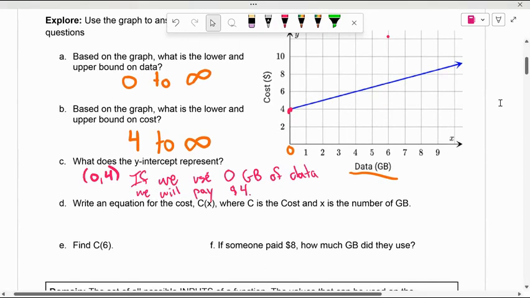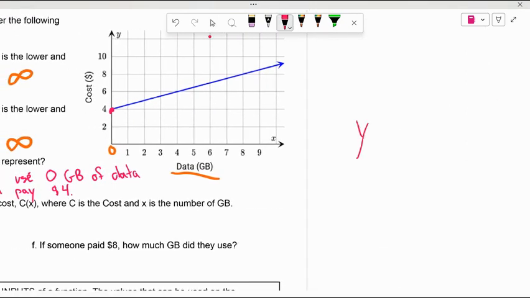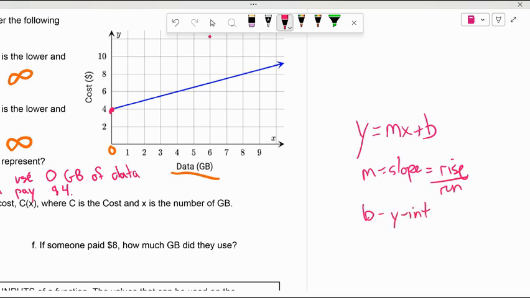Write an equation for the cost. Well, if we kick it old school, remember y equals mx plus b. M is our slope, rise over run. And b is our y-intercept. So we already have our y-intercept. So c of x, and again, c is just the name. X is our variable. We don't know the slope yet. We'll find it in a second. But the y-intercept is 4. So just plus 4 at the end.